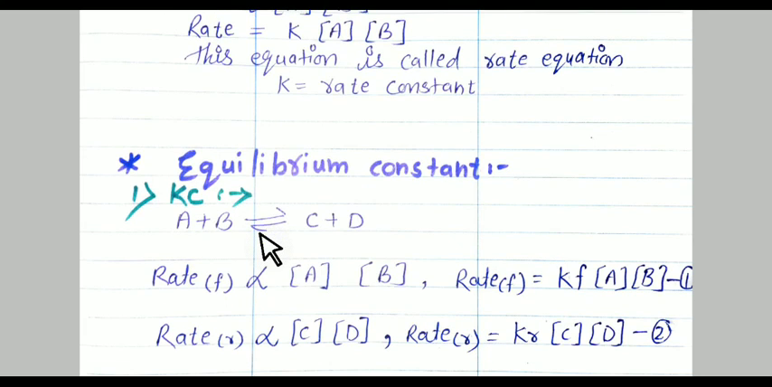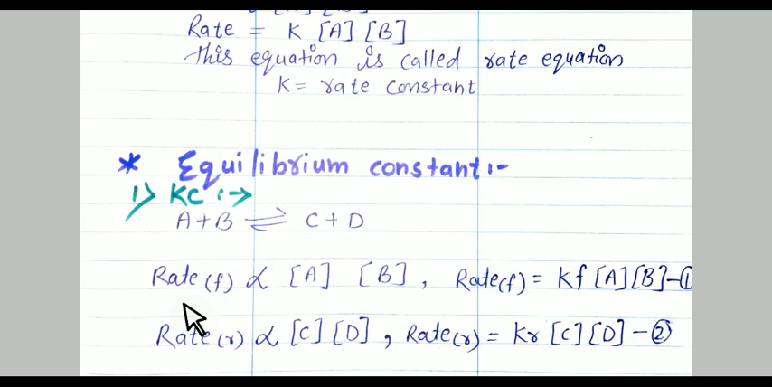A and B are the reactants for the forward reaction, C and D are the products for the forward reaction, then C and D both are the reactants for the reverse reaction, and A and B both are the products for the reverse reaction. What do you mean by it? We have two rates. One is the rate for the forward reaction, another is the rate for the reverse reaction. And in place of reverse reaction, you can say backward reaction also. So we have the rate of forward reaction as well as the rate of reverse reaction.